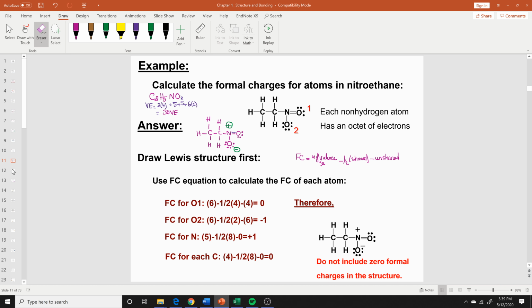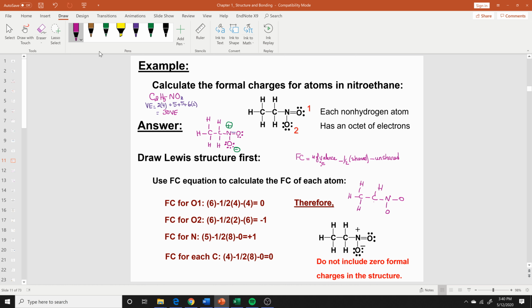So the first thing is to calculate your valence electrons. After you do this, go ahead and do the connectivity and count the electrons that you use. Let me go ahead and draw it just to show you. You have your carbon, and then your nitrogen, and on the nitrogen I have these 2 oxygens, and on the carbons I have my hydrogens. So far this is it.